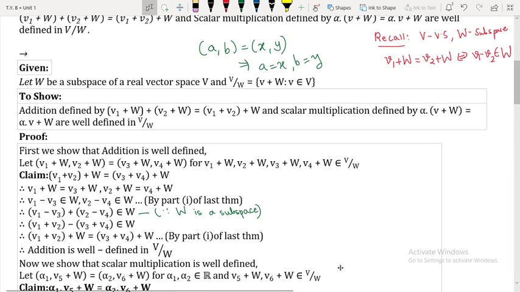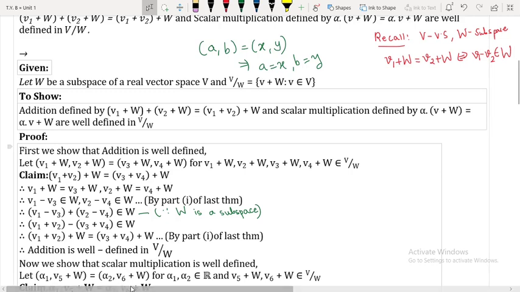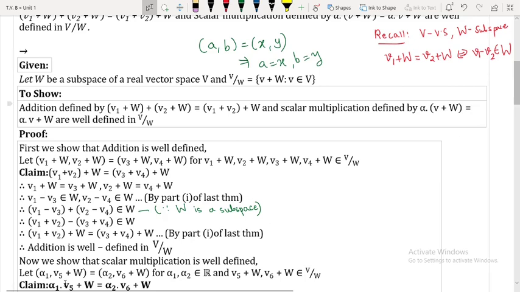Over here I have said that alpha 1 V5 plus W is equal to alpha 2 V6 plus W, for alpha 1, alpha 2 belonging to R and V5, V6 belonging to V mod W, and our claim is that alpha 1 V5 plus W is equal to alpha 2 V6 plus W. But note, in order to prove it, we are going to show that the subtraction of the representatives belongs to W, meaning alpha 1 V5 minus alpha 2 V6 belongs to W. Now how to prove it?